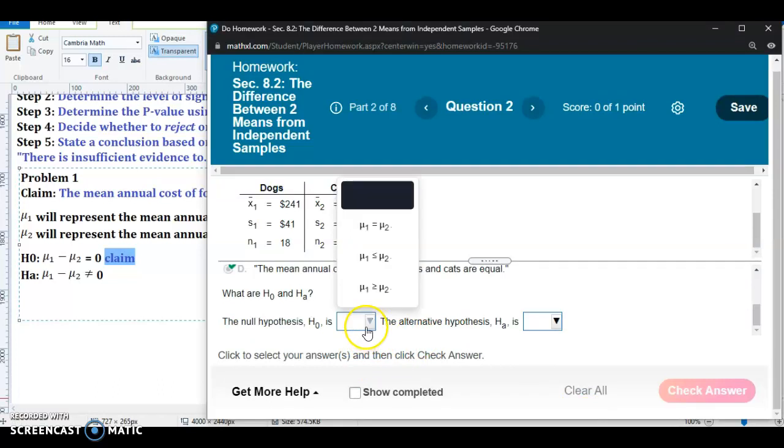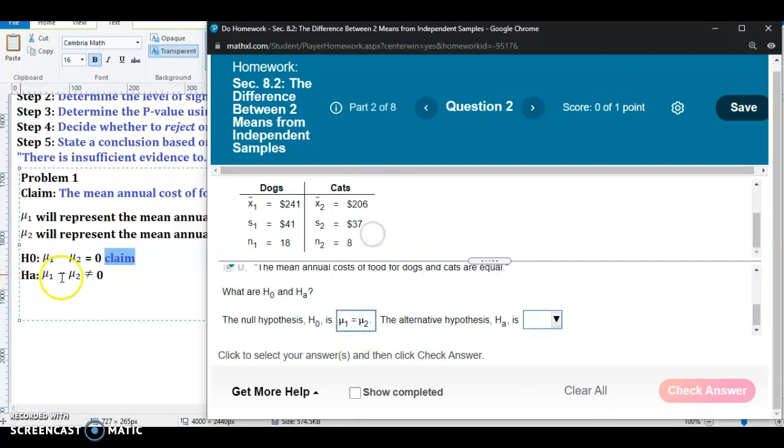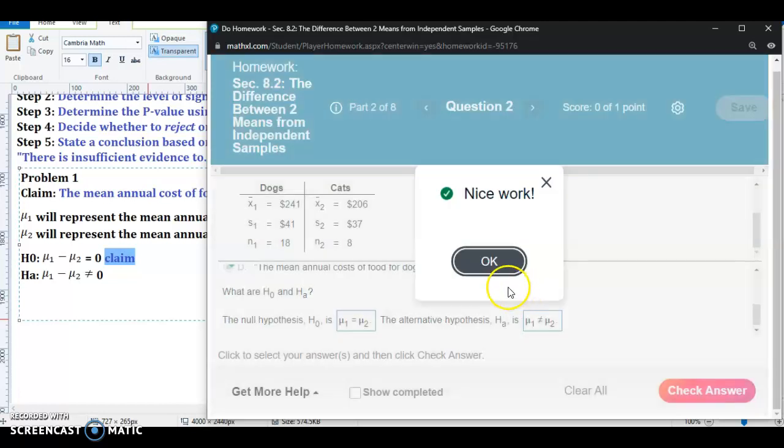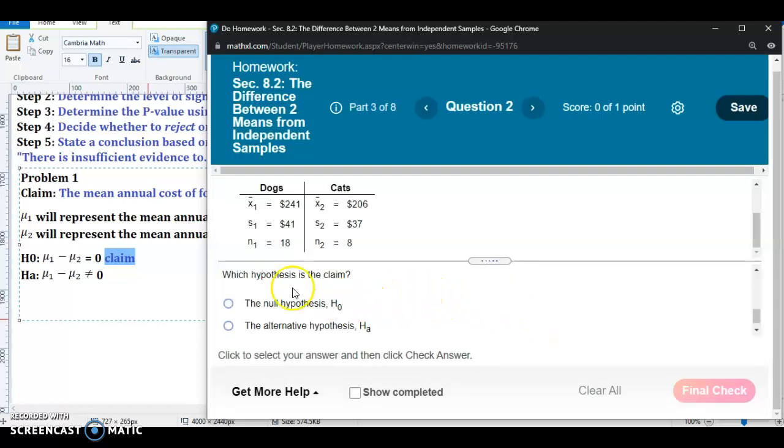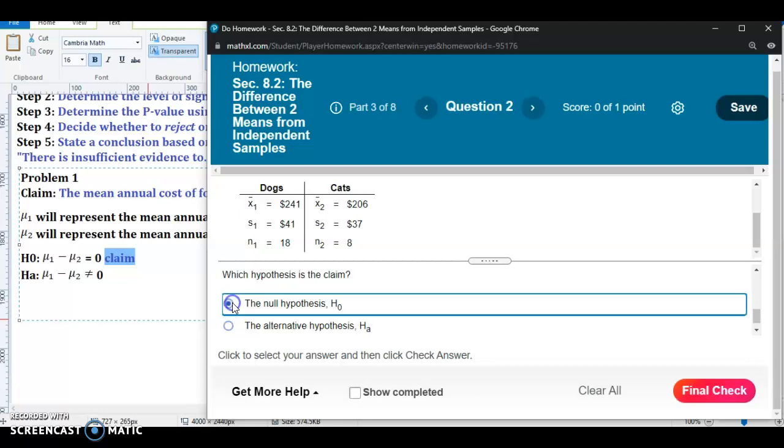So the null hypothesis is that the two means are equal. When the difference between the two means is equal to 0, that's like saying the two means are equal. If there's no difference, mu1 minus mu2 is equal to 0. And the alternative hypothesis is that the two means are not equal to each other. If the difference between the two means is not equal to 0, it means that there is a difference between those two means. Then it asks which hypothesis is the claim. That's obviously the null hypothesis, meaning the two means are the same.